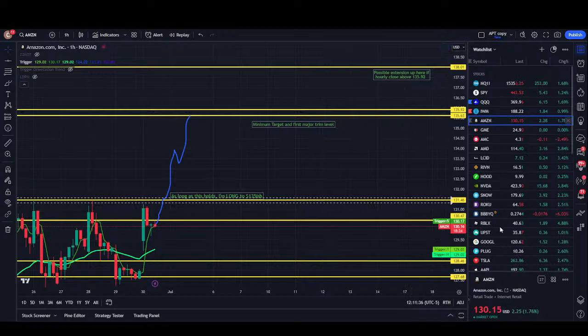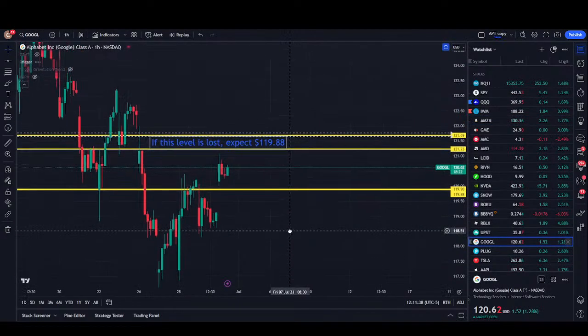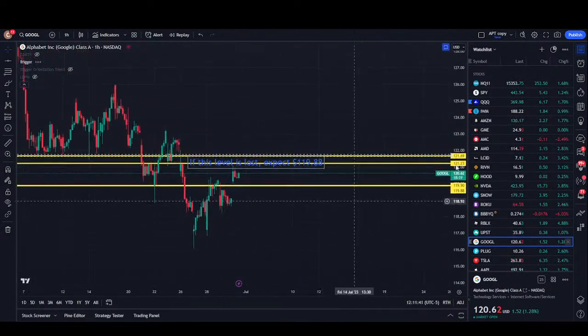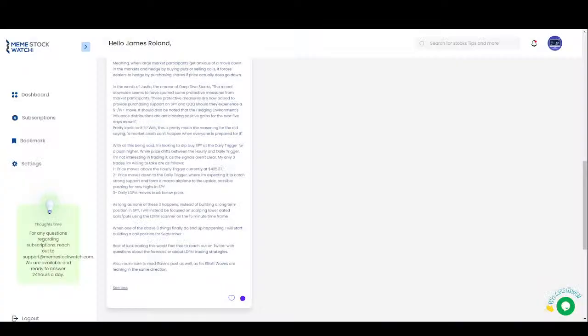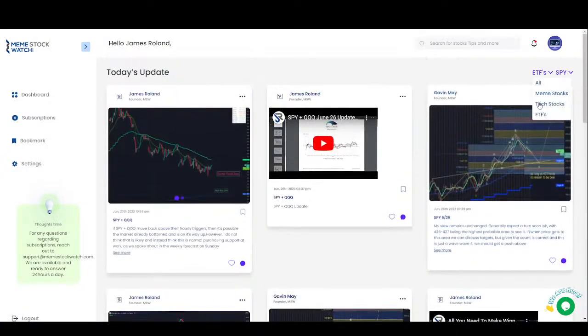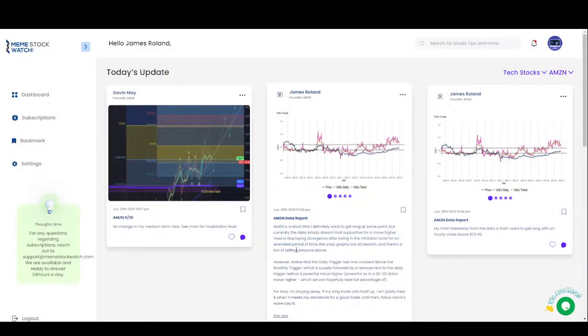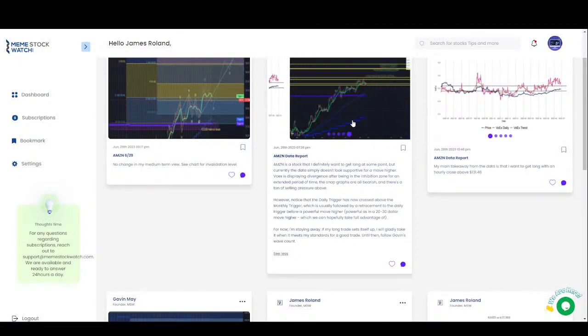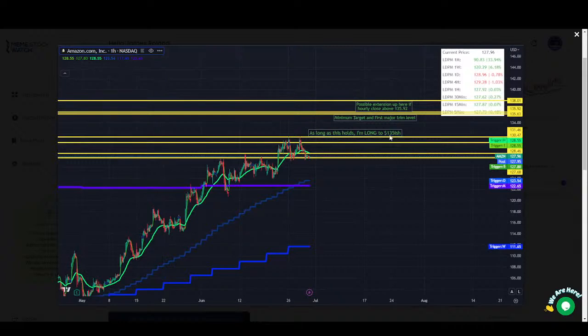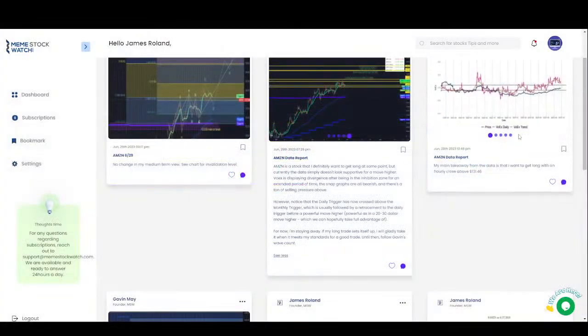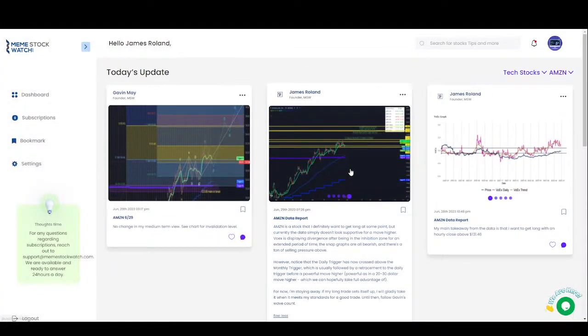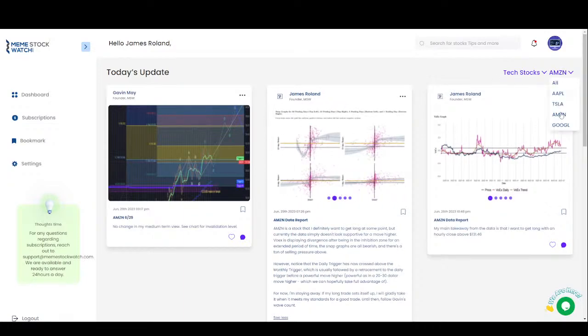And let me just go over the Google trade. So Google is long above 121.69. They're also on meme stock watch. If you want the full rundown, let's do Amazon first. Here's the trade idea. As long as this holds 131.46, it wasn't super clear. Try to clean that up for you guys. And then obviously all the data points to back it up. And then Google.